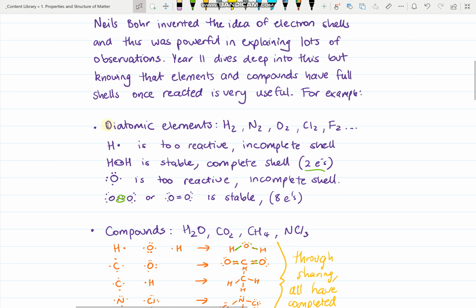So for instance, diatomic elements, you would never find hydrogen by itself. It just would have 1 really reactive electron. It has an incomplete shell. So if you're ever going to find hydrogen, it'll be paired with itself, right? And through sharing, both these hydrogens have a complete shell. Through sharing, they both have 2. Because it has 2, it's more likely to be stable, it's unreactive, and this is the way we find it in nature.